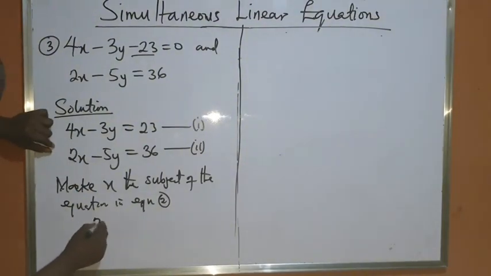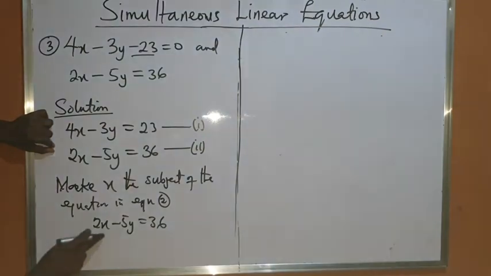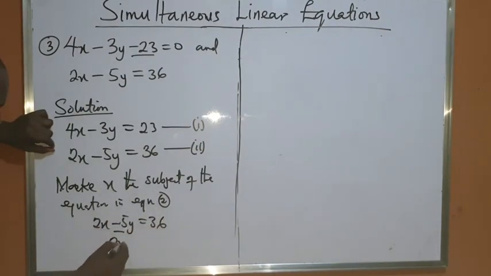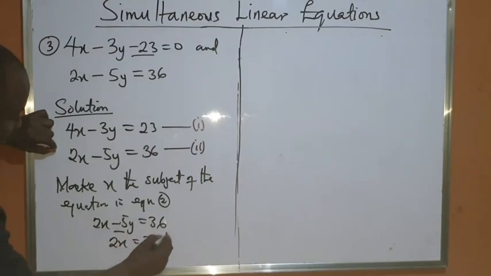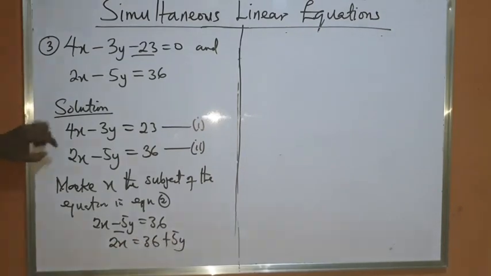We have 2x minus 5y equals 36. So we want to make x the subject of the formula. Let's take it to the other side. We have 2x equals 36 plus 5y. That's what we're going to have, right?